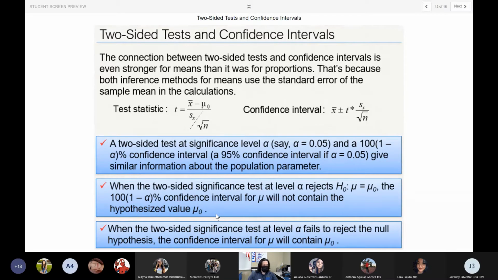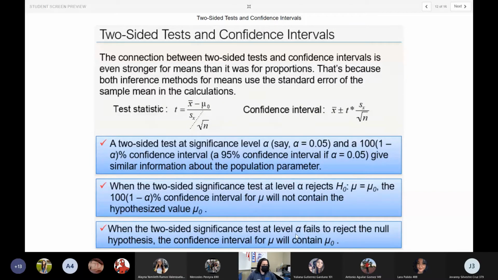So what that means is that, say we have an alpha of 0.05, that means we have a 95% confidence interval. If we reject the null hypothesis, that means our confidence interval does not contain the null hypothesized value. And that's only with a two-sided test. But it gives us a lot more information. If we reject the null hypothesis, we have an idea of what's plausible by finding the confidence interval, and we know that the null value is outside the confidence interval. So it gives us a little more information about what the answer could be, what the plausible values are.